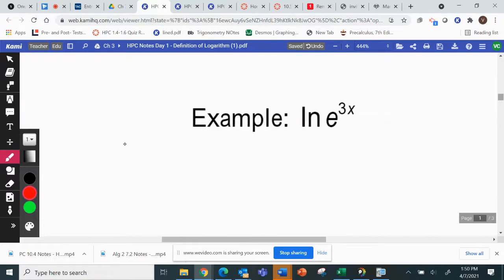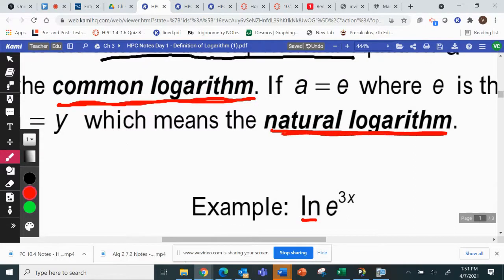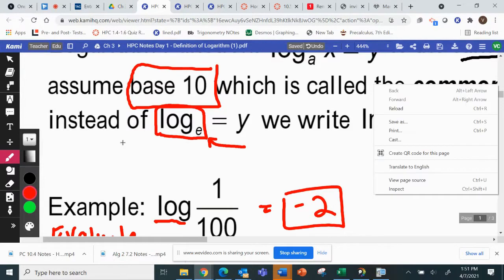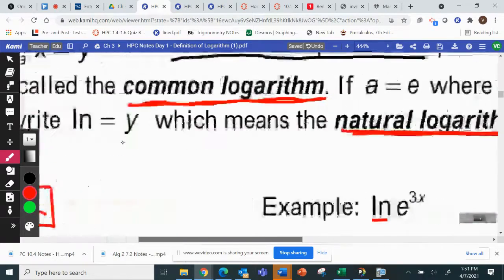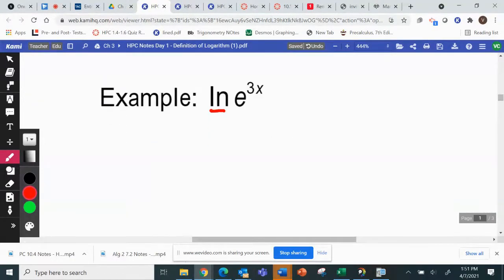So the next one has an ln. ln stands for natural logarithm. The ln is log of base e, which is the natural base. So e is the natural base. Log base e is the natural logarithm. The L and the N don't stand for NL. It stands for something else, but it's probably Latin that stands for natural logarithm or something.